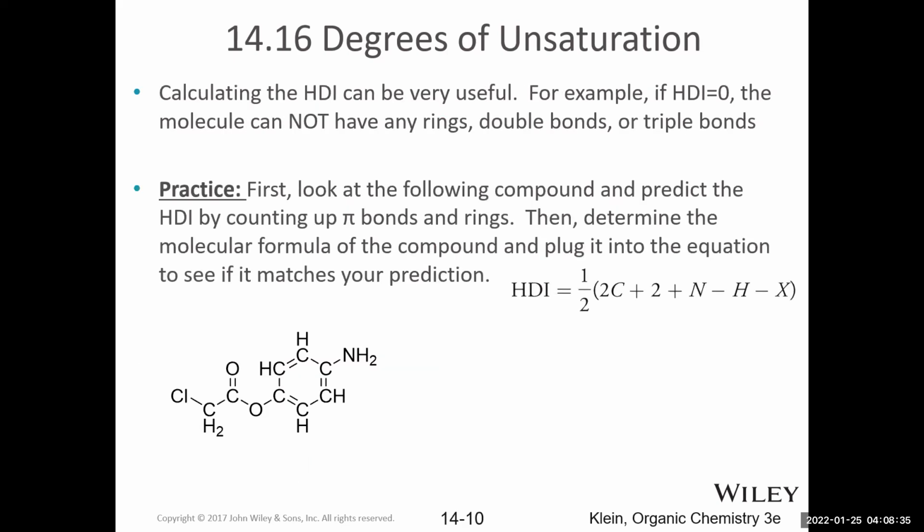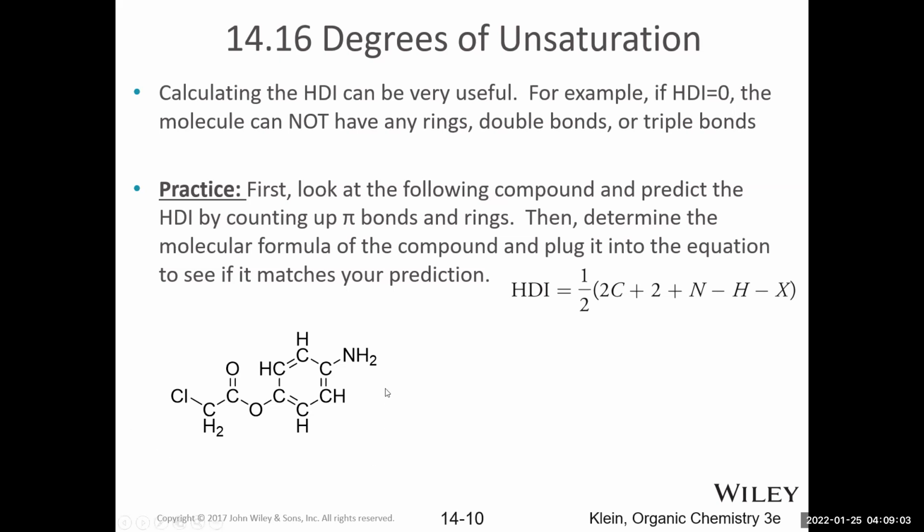Calculating the HDI can be very useful. Like I was talking about before, if the HDI is equal to 0, we know the molecule cannot have any rings, any pi bonds, which means that there's no double bond or triple bond possible. That really takes a lot of possibilities out of the mix and will help us focus on what type of compounds to draw. So let's do some.